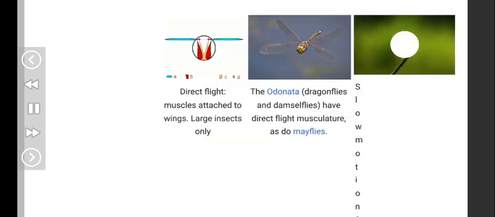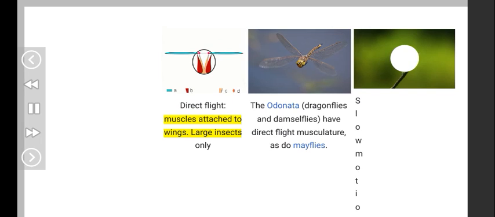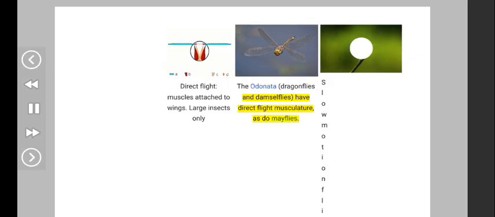Direct flight. Muscles attached to wings. Large insects only. The Odonata, dragonflies and damselflies, have direct flight musculature, as do mayflies.